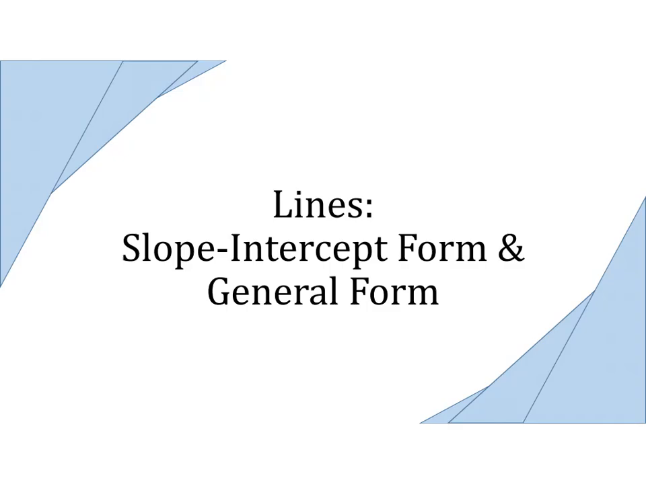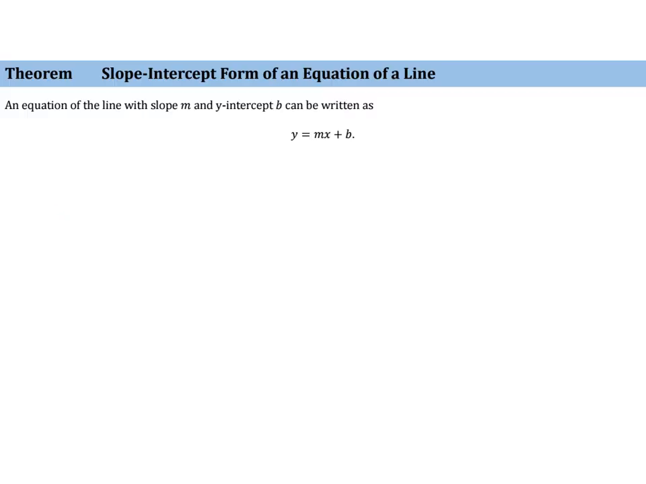Now we will talk about one of the most common forms of the equation of a line, the slope-intercept form. And then I will show you another form called the general form that can be useful also in graphing. So if we have a line that has a slope of m and the y-intercept is b, then its equation can be written as y equals mx plus b. So m is the slope, b is the y-intercept.